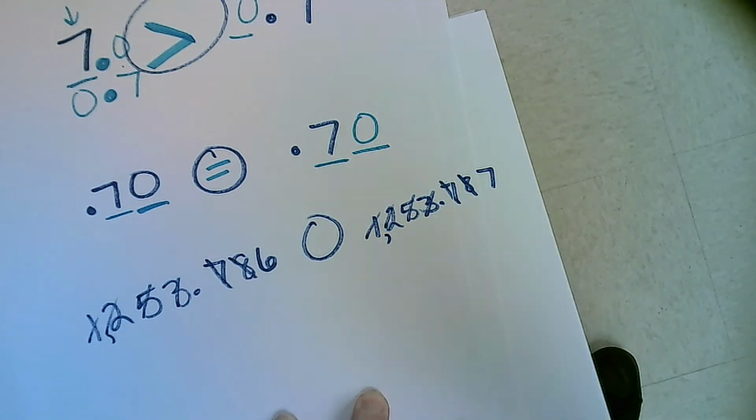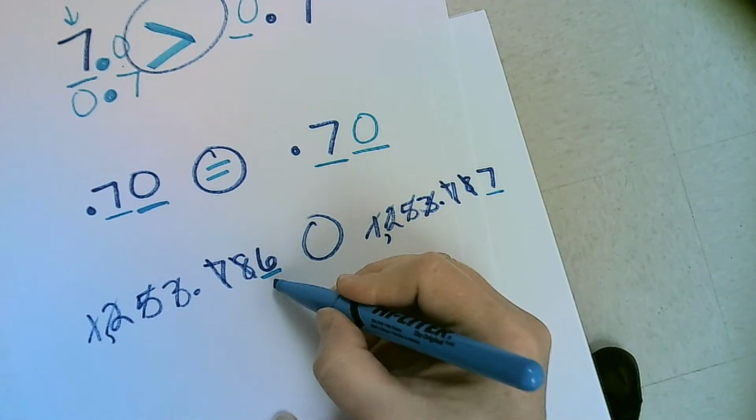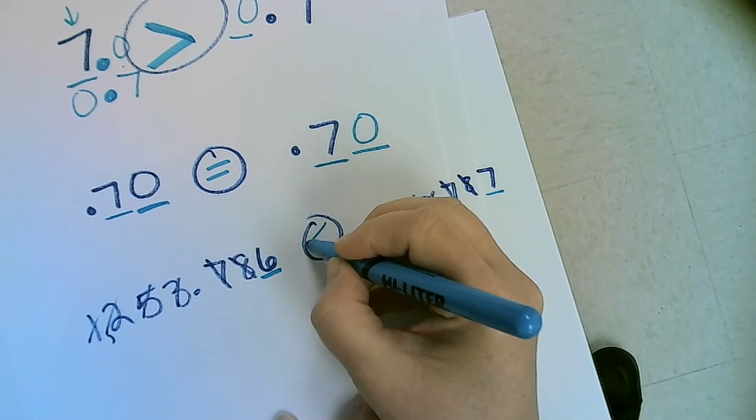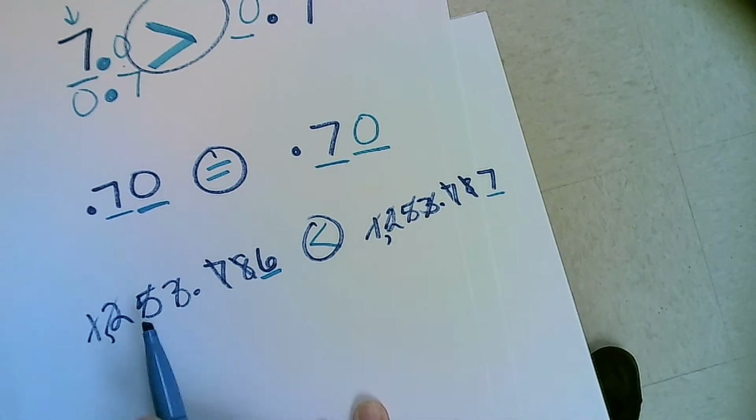The first one that is different is the thousandths. So we have 6 thousandths and 7 thousandths. 6 is less than 7. All right, but you still had to compare all the way across.